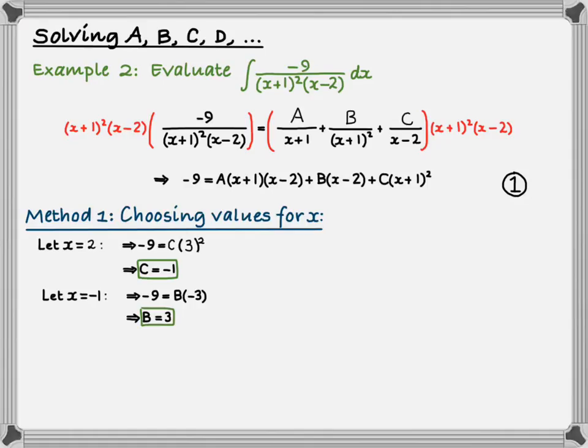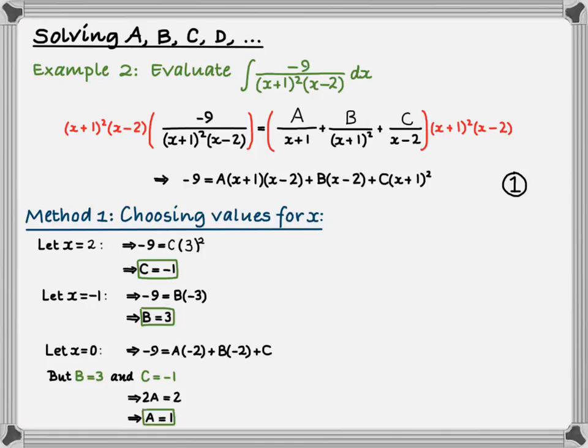We can now choose any value for x. For example, we can choose x equals 0 in order to find the value of A. Substituting 0 into equation 1 leaves me with negative 9 equals A times negative 2 plus B times negative 2 plus C. But we already know that B is equal to 3 and C is equal to negative 1, and this will imply that A is equal to 1.